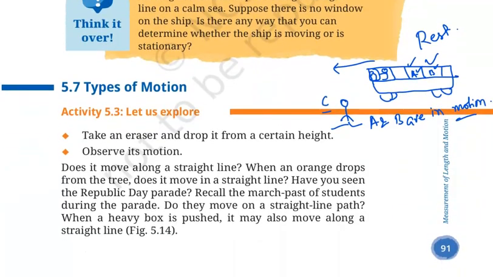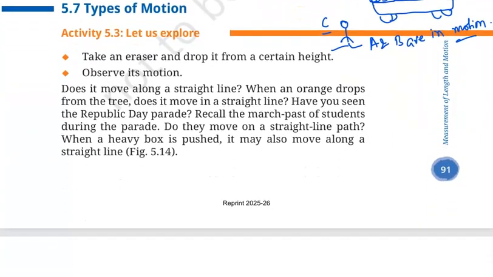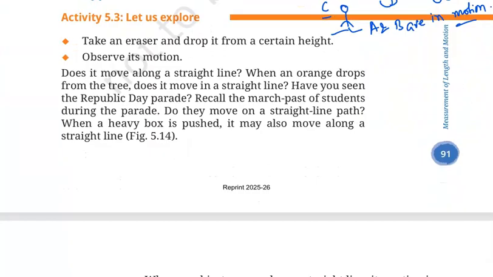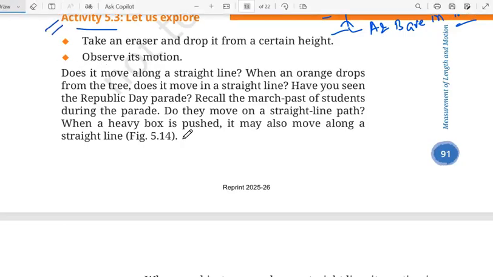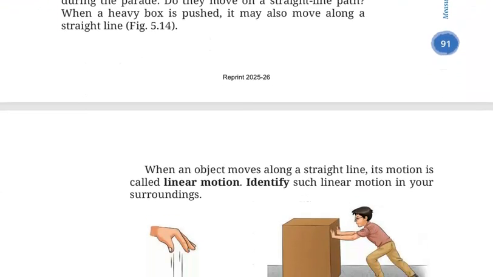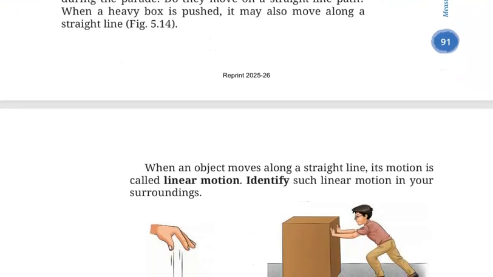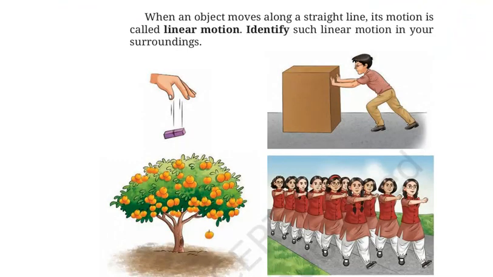So now let us come to the types of motion. In order to see the types of motion, you can do activity 5.3 and check out. I'm leaving this activity for you all to do, and let me know what your observations are in the comment section. Now directly we will come to the two types of motion.